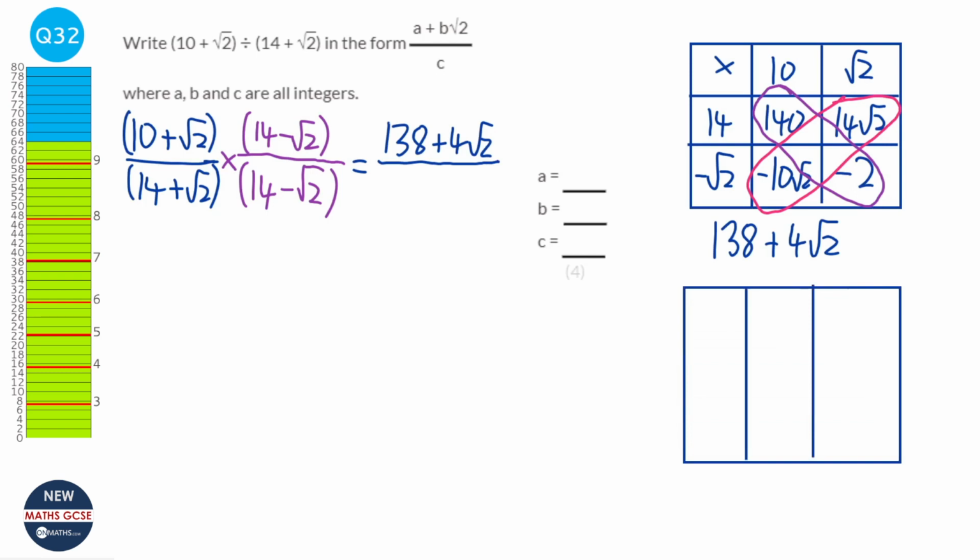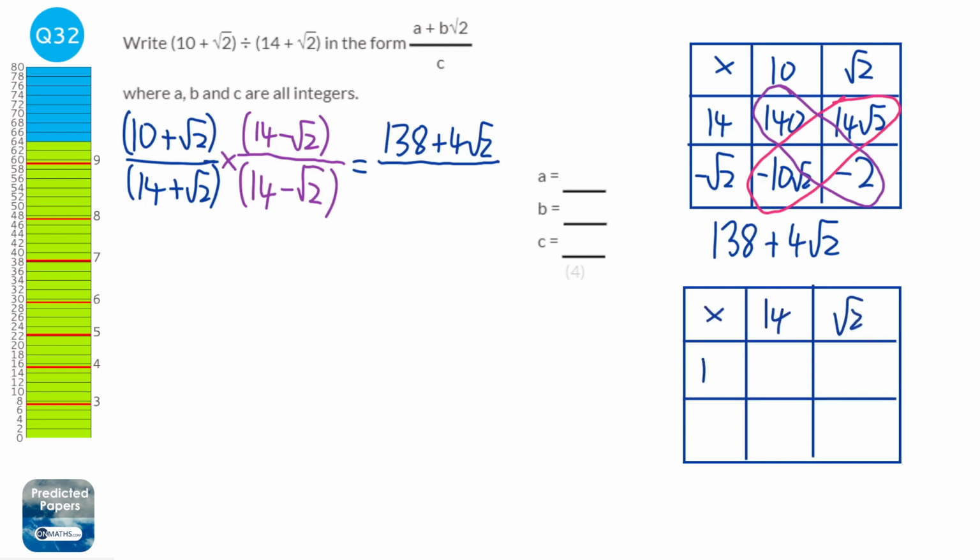And I like these grids because you can see if you've made any mistakes quite quickly with these. You can check your working. So 14 plus root 2 times 14 minus root 2. And you'll see why in a second we do the opposite. So 14 times 14 is 196. 14 root 2 minus 14 root 2 and then minus 2.